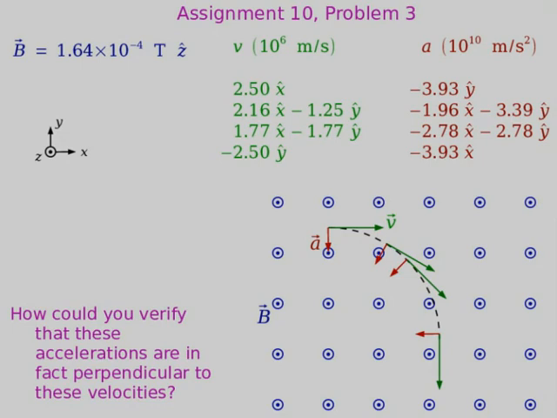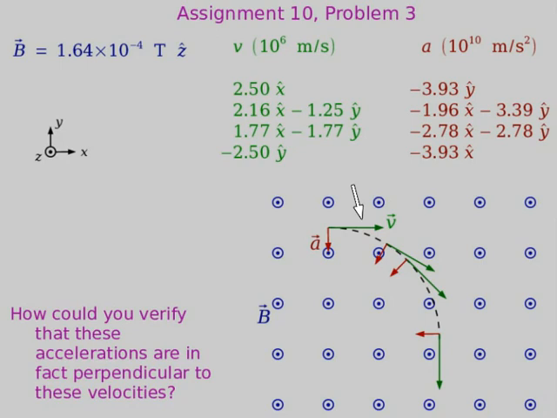I have a magnetic field that is in the z-hat direction. So if you look at my axes, z-hat's pointing out of the page. So here's the magnetic field in the z-hat direction. I've given you its magnitude. I've got three different possible velocities. The first one here is 2.50 times 10 to the 6. That sounds very fast, but if this is like a proton or something, they tend to move fast. It is a lot less than 10 to the 8th meters per second.